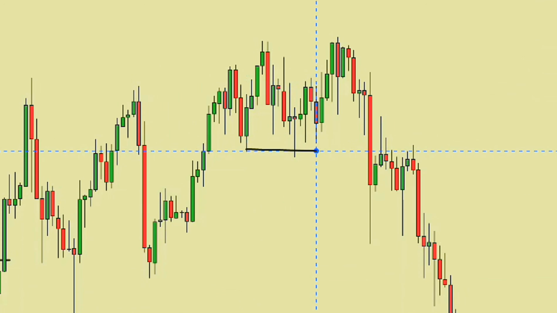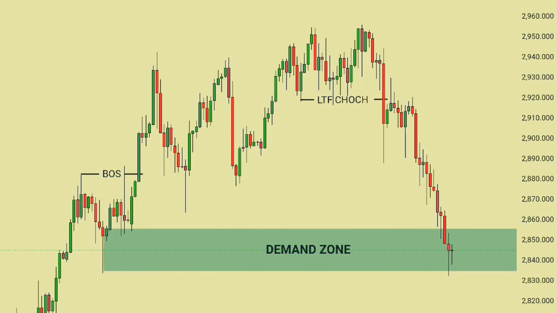That break of the internal high is the change of character. It signals that short-term control has shifted from sellers to buyers. This is important because it aligns the lower time frame with the higher time frame bias. Now we have structure supporting our idea. This is where the setup starts becoming valid. From here, we prepare for the inducement phase before execution.